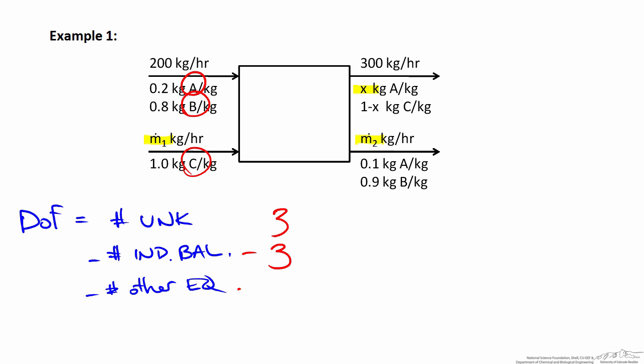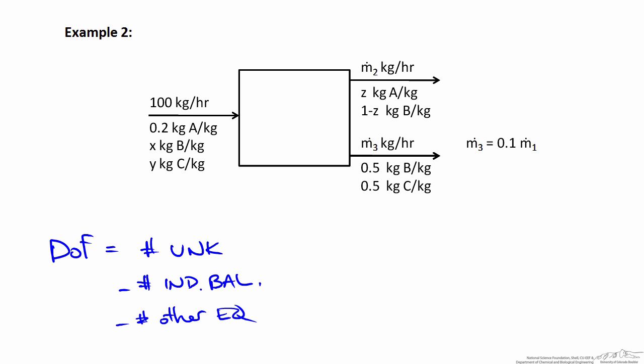We don't have any other information that's been given to us that can relate the variables in this particular example. So with 3 unknowns and 3 balances that we can write, we have 0 degrees of freedom, and we could solve for the 3 unknowns in this case. All right, let's look at one more example of a single unit with 1 input and 2 outputs.